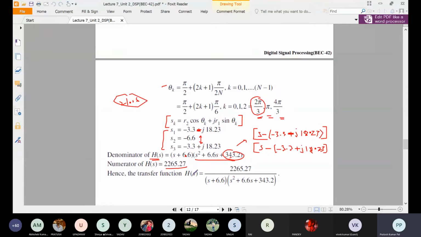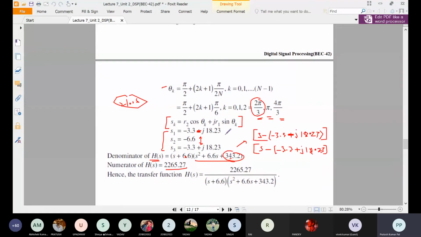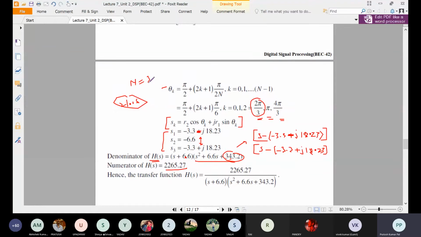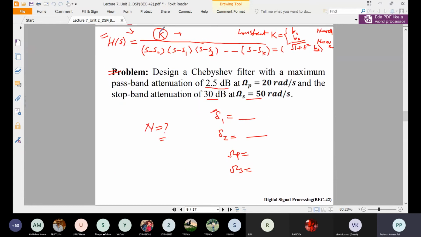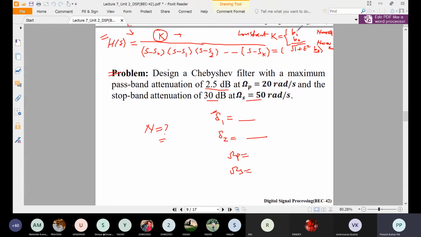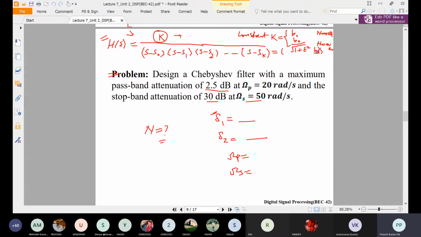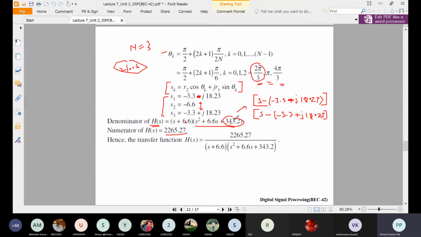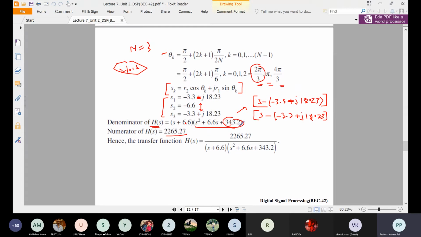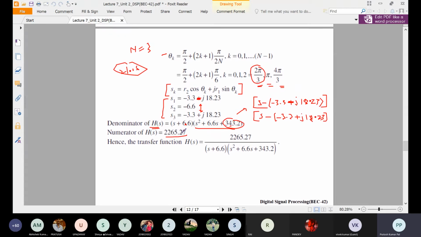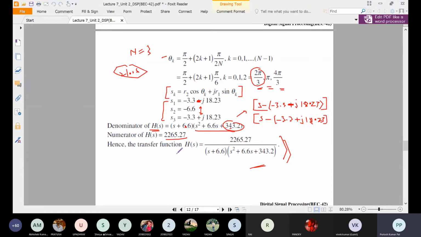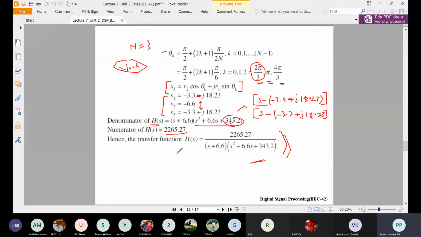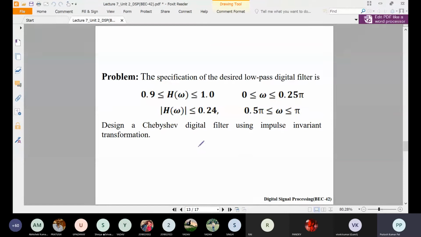The numerator of this h of s will be given by the constant, because here n is odd, as n equals 3. By the previous consideration, whatever numerator part there is will be directly b0 if n is odd. B0 will be the constant term after expansion of these two. After multiplication, whatever the last term is, that constant will be your numerator part. So this will finally be the transfer function that we require with respect to our given specifications. There are some other questions we will be seeing later in the class.